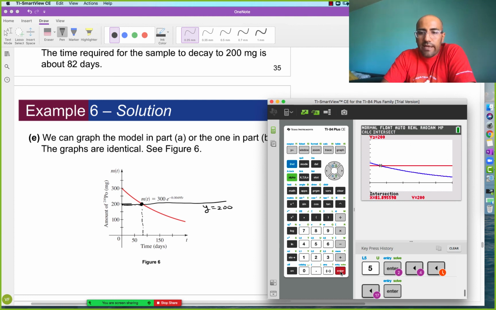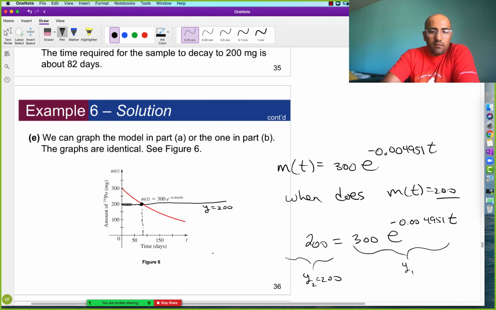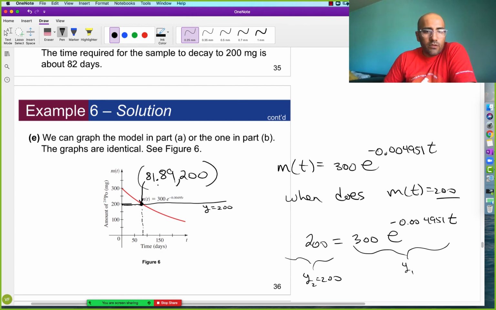The coordinate is 81.89. Right? So that means that this little ordered pair right here is the ordered pair 81.89, comma, 200. Good. So this is our answer. t equals 81.89 will be the input value of t such that the output is 200. So that was another way of solving that question.